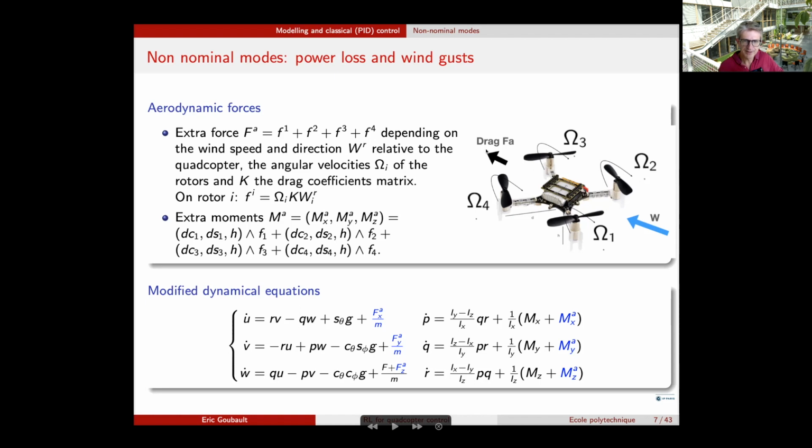So it creates a drag force on each of these motor blades, the sum of which is going to be added to the equations we had before, to the linear velocities derivatives. And the differences between these drag forces on each of these blades are going to create extra moments. We have to put in these differential equations for angular rates.